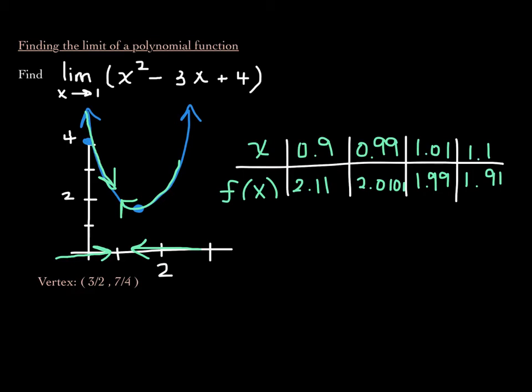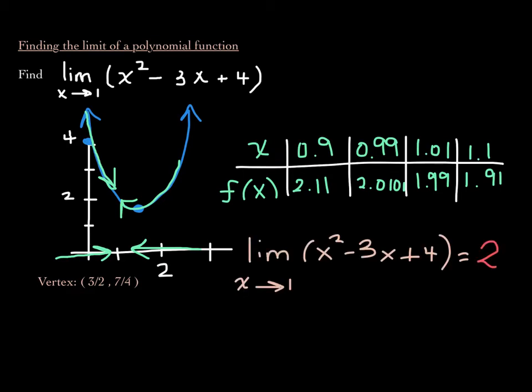So what we're going to say is, from the graph and also from the table, as x approaches 1, f of x approaches 2. 2 is the limit. And this would be our notation. The limit of this quadratic function as x approaches 1 is 2.